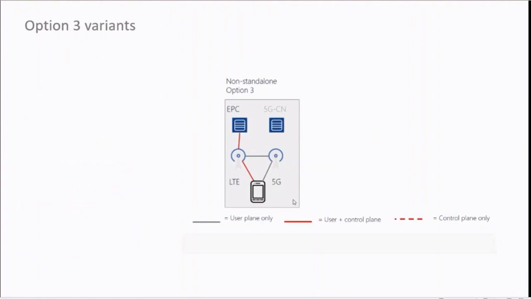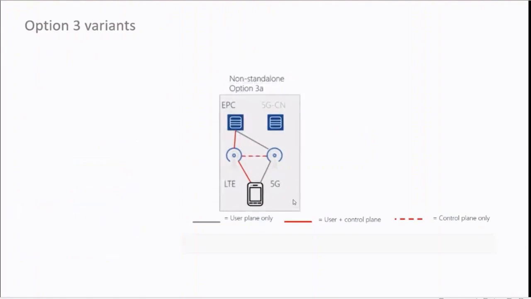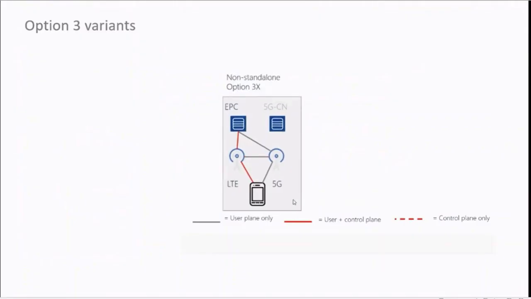So option 3 is there, option 3A is there, right? So you can see here in this, 5G and LTE are connected only through the control plane. You can see the dotted line in the middle, right? You can see some dotted lines. So that is the control plane only. Then we have this option 3x. You can see here in this, LTE and 5G are connected with user plane only, right? And 5G is connected with the EPC only by the user plane that we have already seen, right?